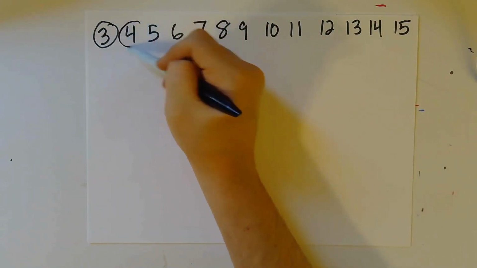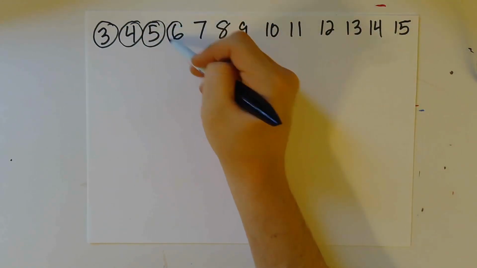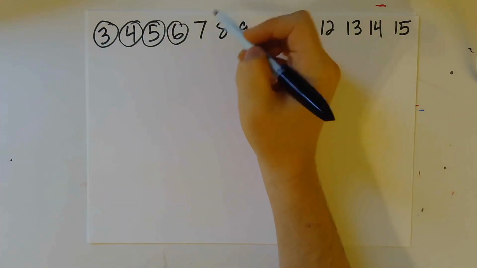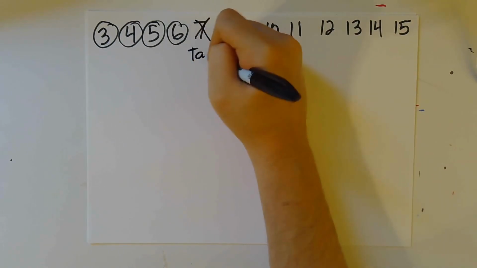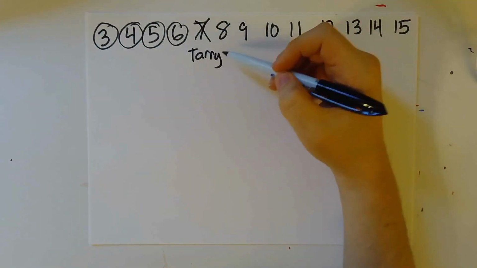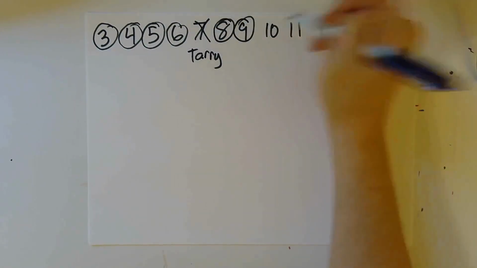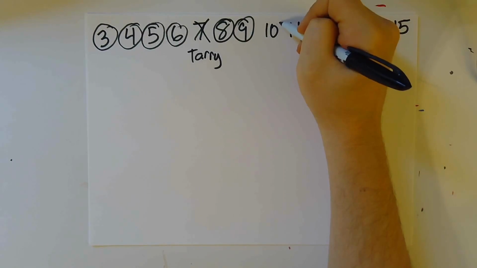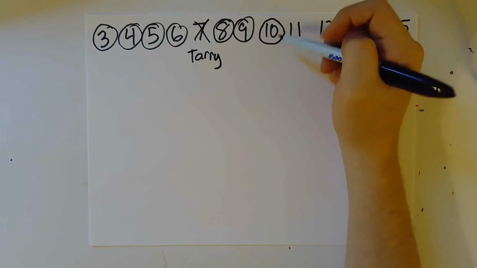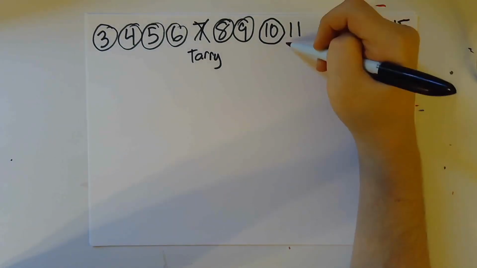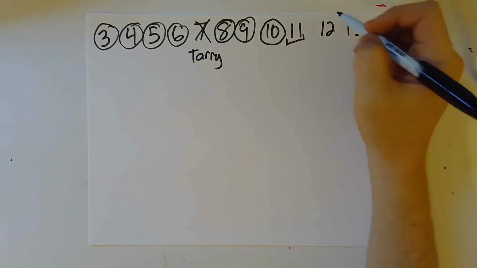4 minus 1 is 3, that's a prime power, so there's 1 there. 5 minus 1 is 4, so there's 1 there. 6 minus 1 is 5, so there's 1 there. 7 minus 1 is 6, and I just told you, thanks to this result of Terry, this is not possible. 8 minus 1 is 7, 9 minus 1 is 8, 10 minus 1 is 9. 11 minus 1, we don't know yet. As in currently in the video, you don't know.